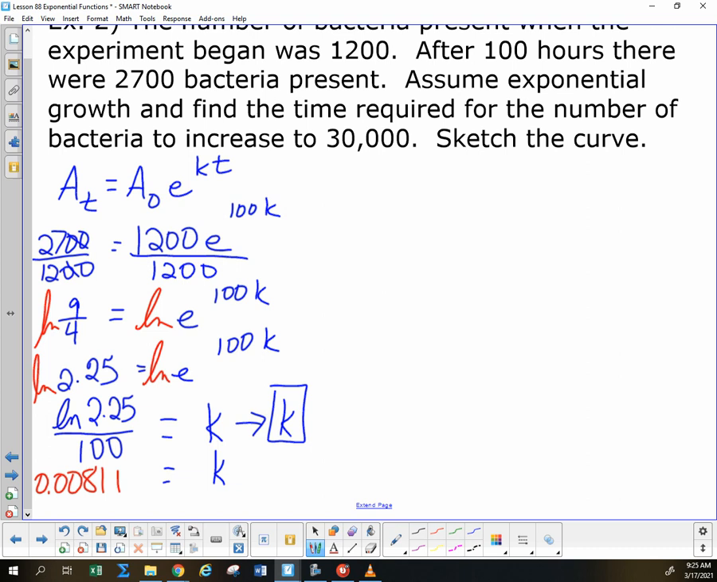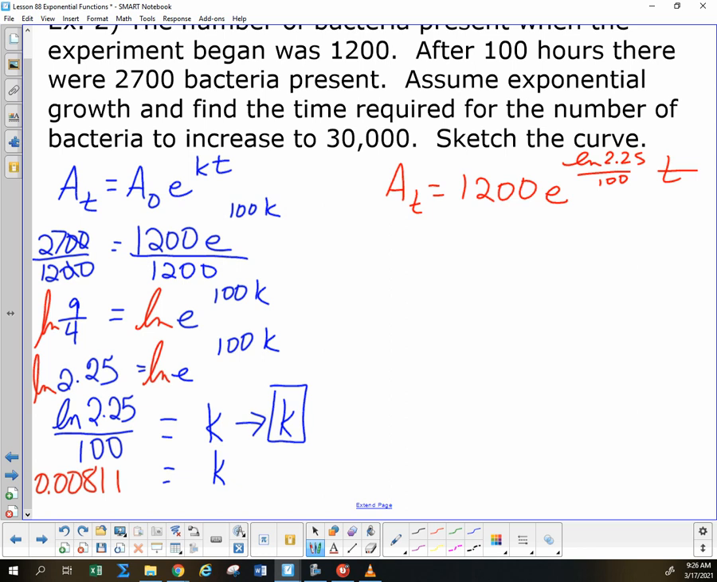Did everybody store it as K? Okay, I don't think I have on mine yet. I'll have to remember to do that in a moment. Okay, now we're going to always write our general equation. So our amount at time t is 1200 e to the natural log 2.25 over 100 times t. I think I got it right that time.